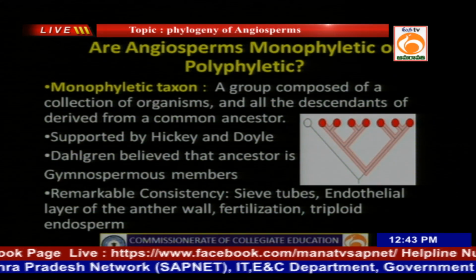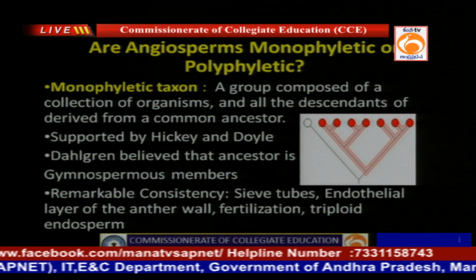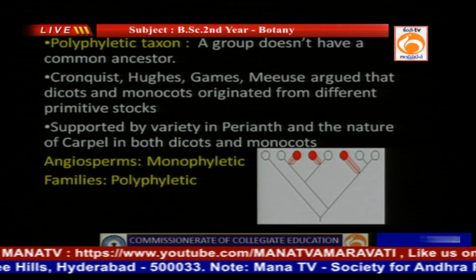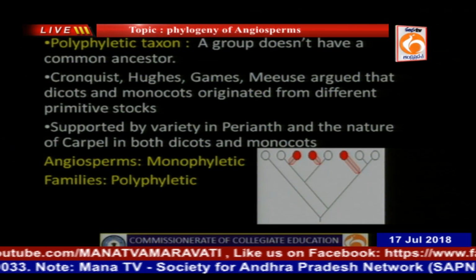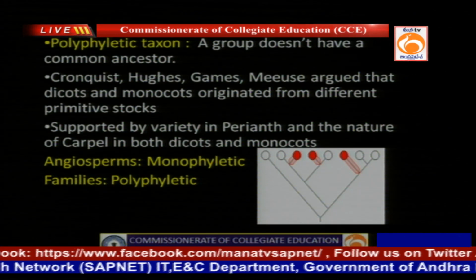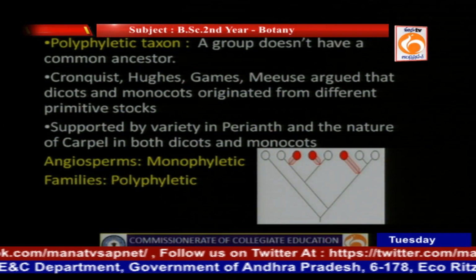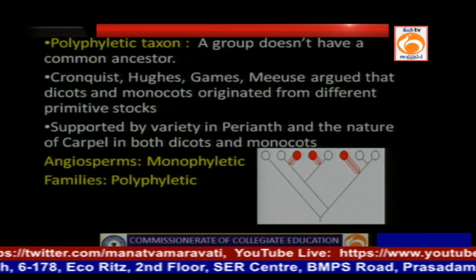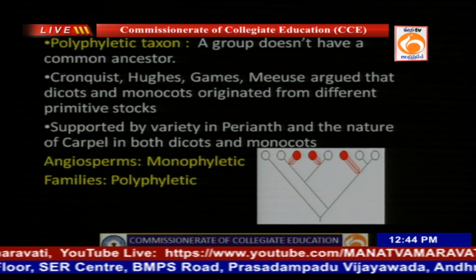That is why some taxonomists felt that they are monophyletic in origin, and the other group felt that the angiosperms are polyphyletic, that is, the grouping does not have a common ancestor. This view was argued by Cronquist, Hughes, Gaines, Mewes and several others, who argued that the dicots and monocots originated at different times at different locations, but that angiosperms as a group originated in a polyphyletic manner.